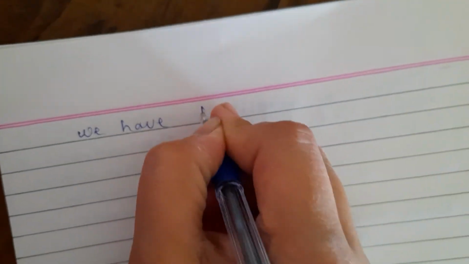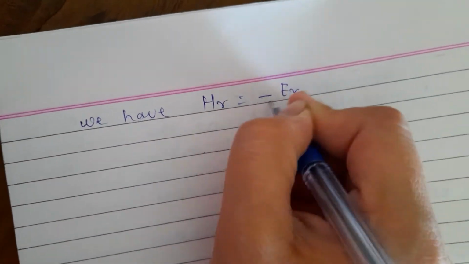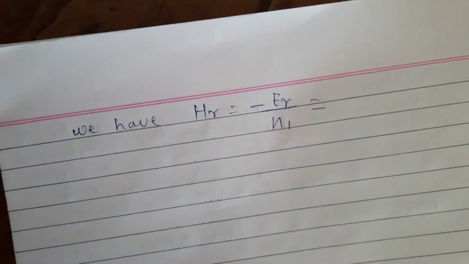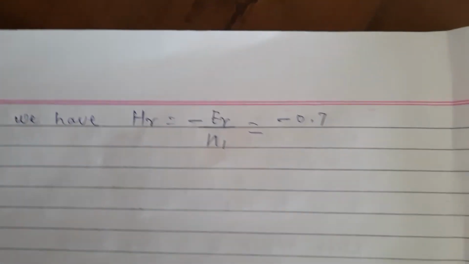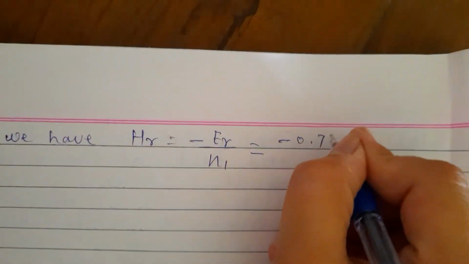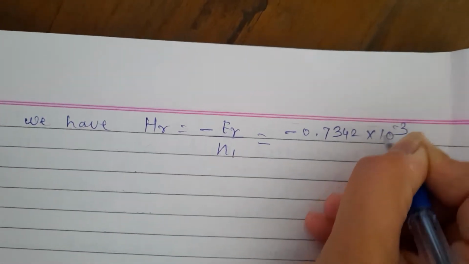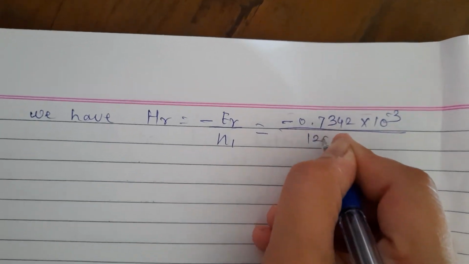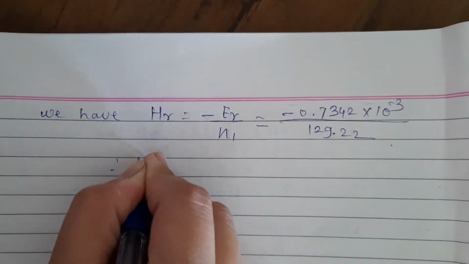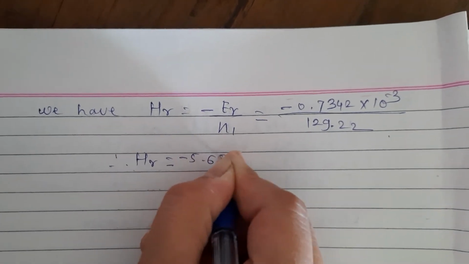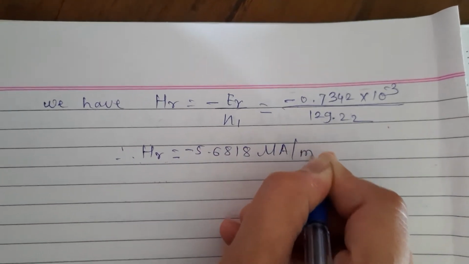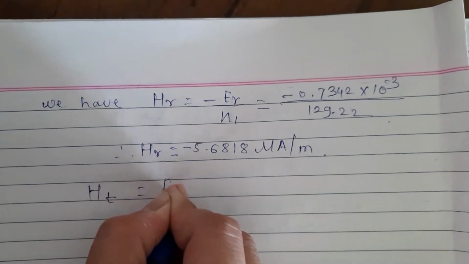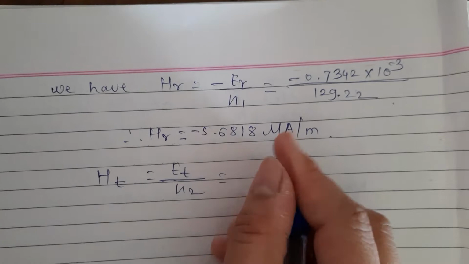Now next part is we have HR is equal to minus ER by eta 1, so it is minus 0.7342 divided by 129.22. So the answer for HR is minus 5.68 microampere per meter, and likewise the values for the HT. Now we substitute all these values.